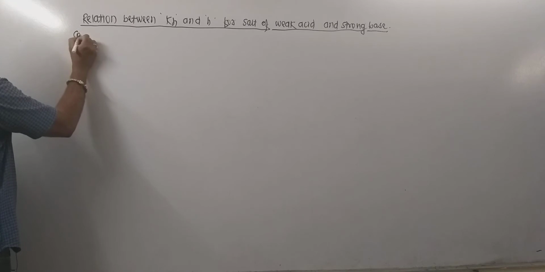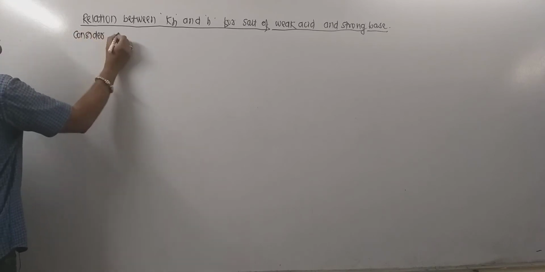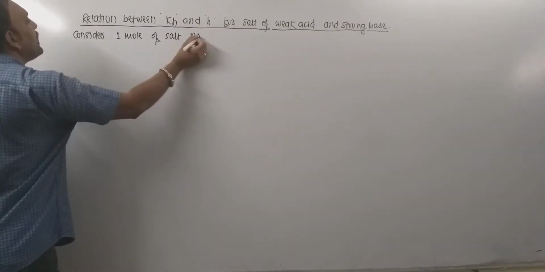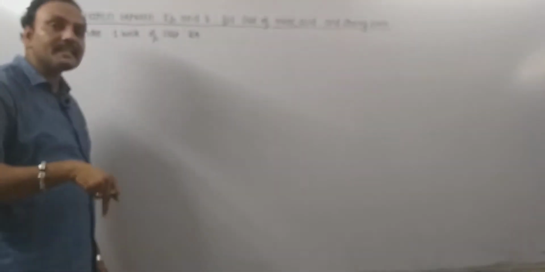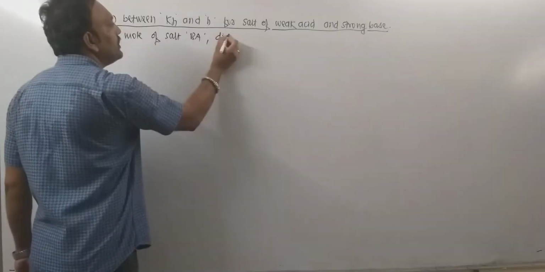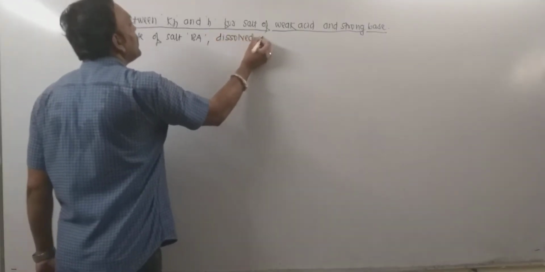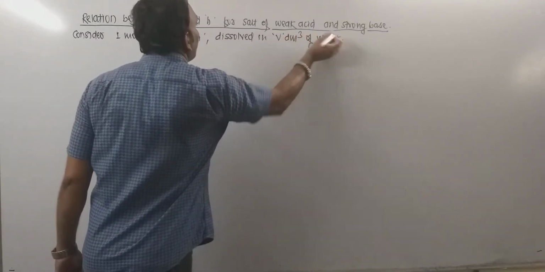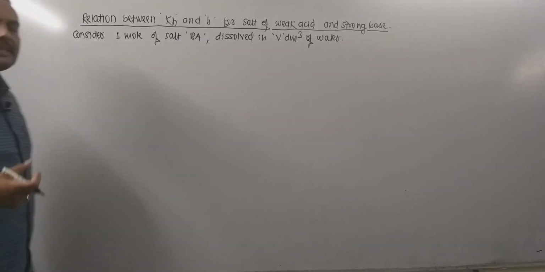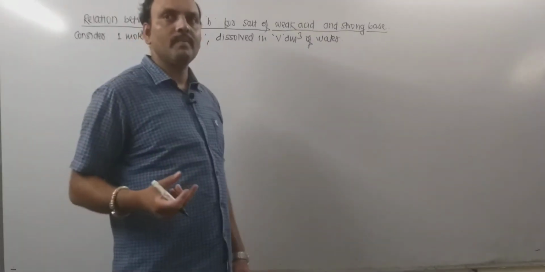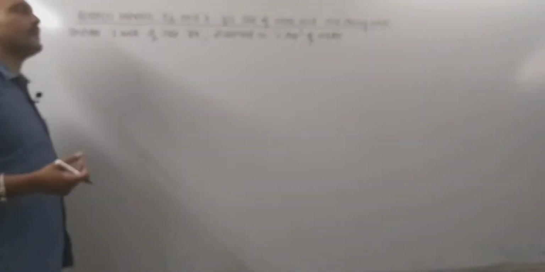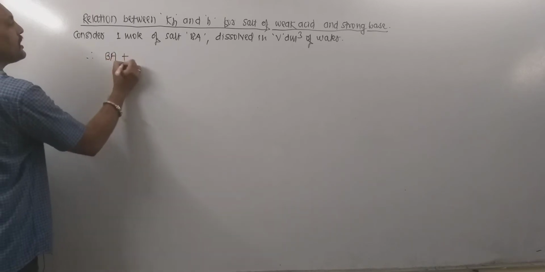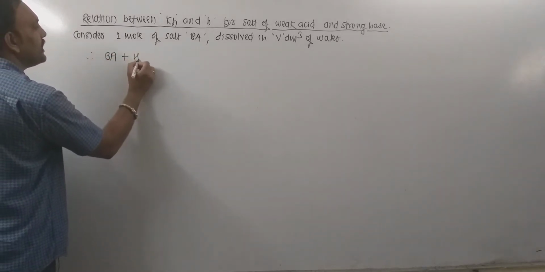Now consider 1 mole of salt BA, a salt of a weak acid and a strong base, dissolved in V liter of water. When it is dissolved in V liter of water, the following reaction is expected. BA is our salt, a salt of a weak acid and a strong base.